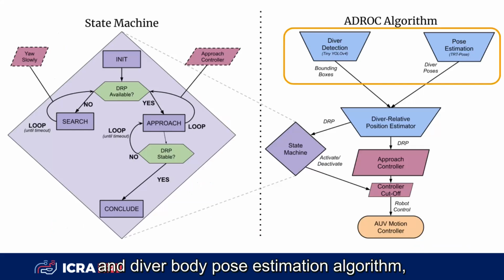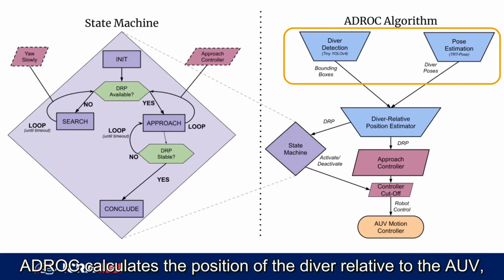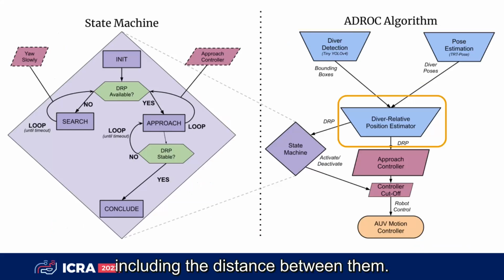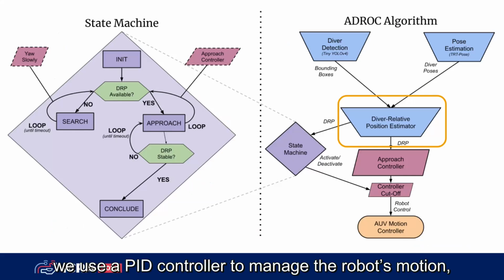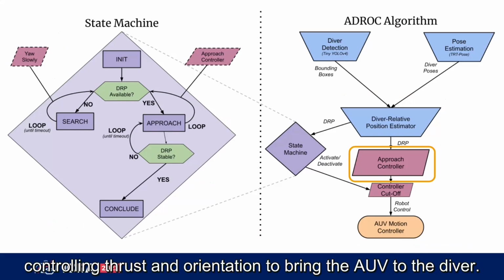Using inputs from a diver detector and a body pose estimation algorithm, ADROC calculates the position of the diver relative to the AUV, including the distance between them. Using this diver relative position as an error term, we use a PID controller to manage the robot's motion, controlling thrust and orientation to bring the AUV to the diver.